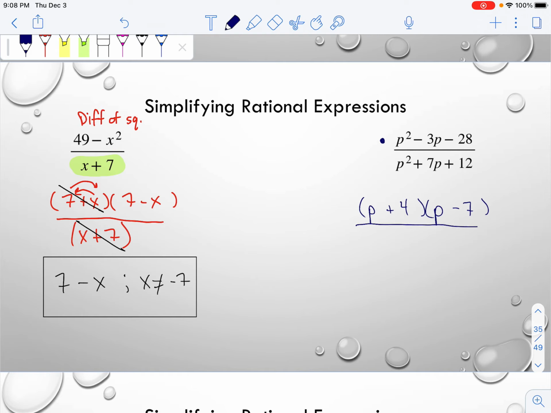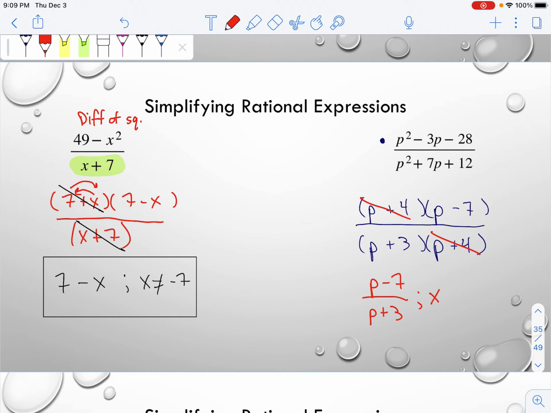All right, for our denominator, same thing. What multiplies to 12 and adds to 7, and that's 3 and 4. So +3 and +4. All right, so now we can look at this and look for common factors. Our common factors here would be the p plus 4s. So what remains on top is p minus 7. What remains on bottom is p plus 3.